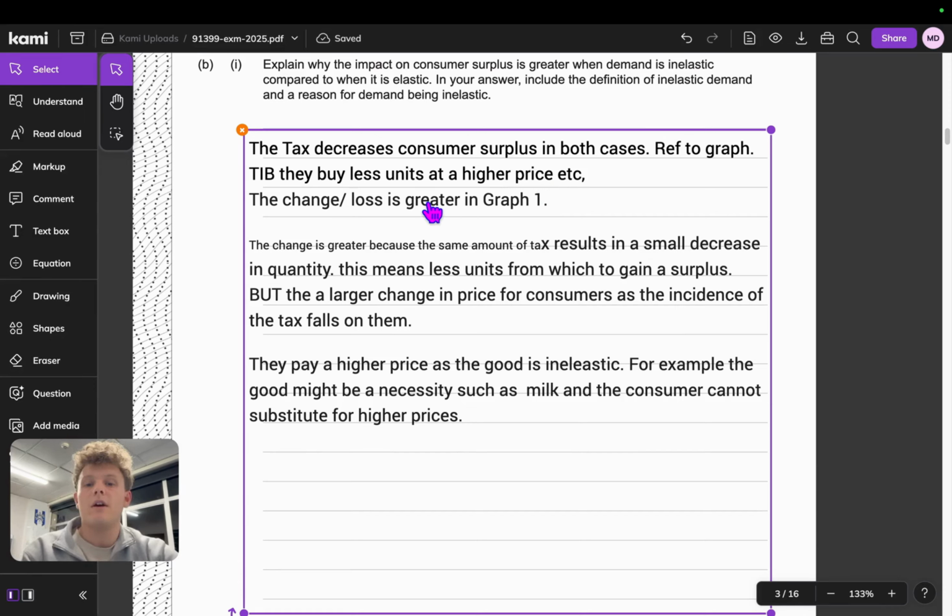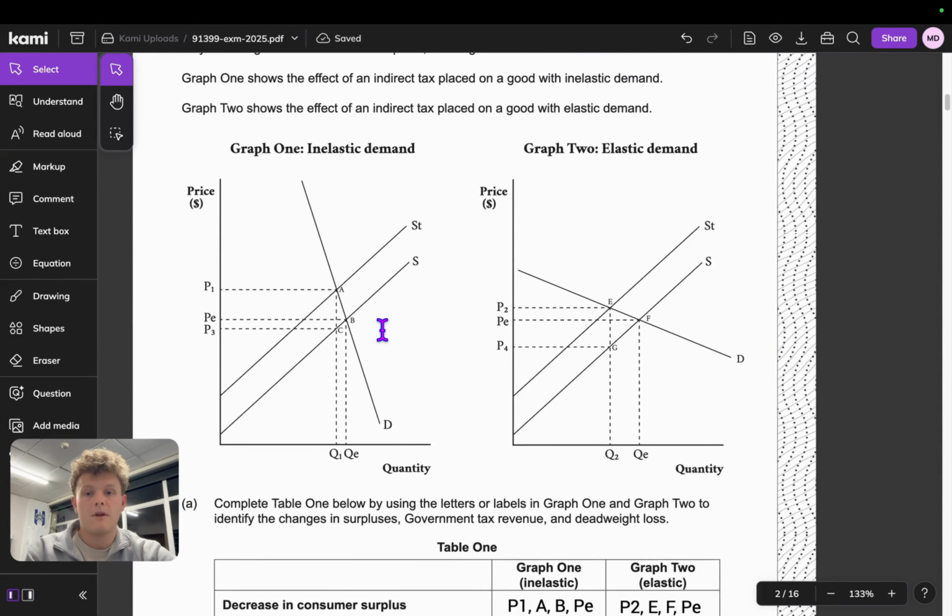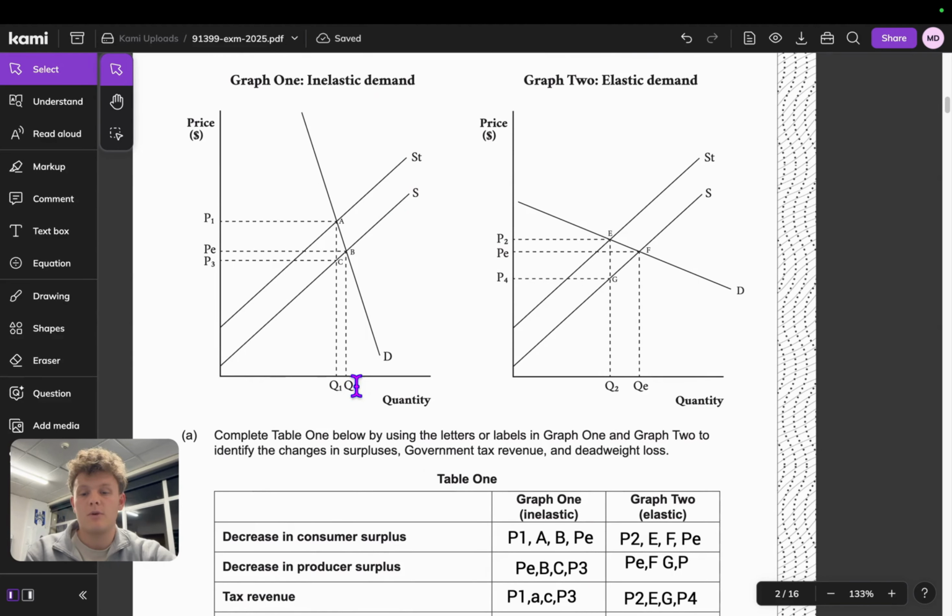However, the loss is greater in graph 1. The change is greater because the same amount of tax results in a smaller decrease in quantity. Right? So that means that the change in quantity is smaller here. The change in quantity is larger here. However, there's only a few units lost here, right?